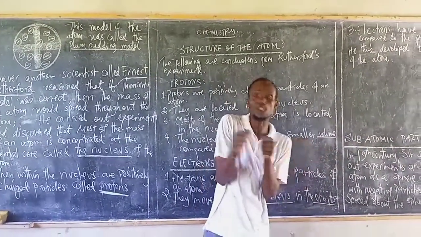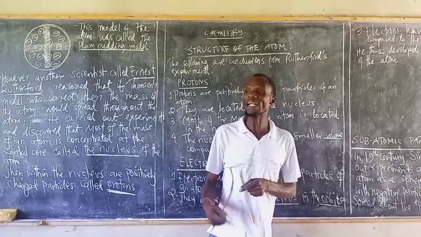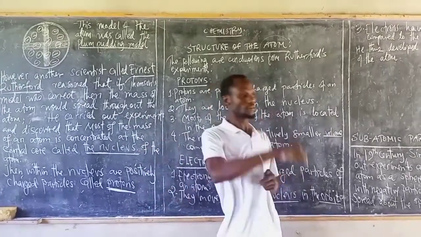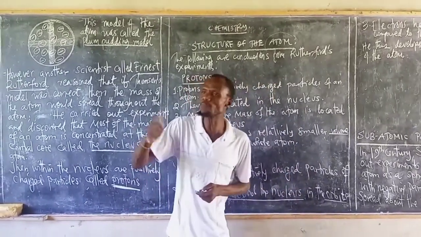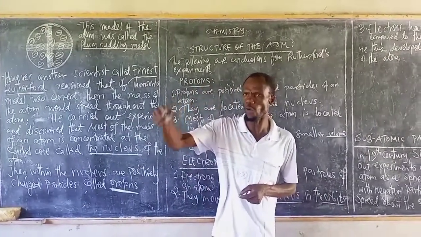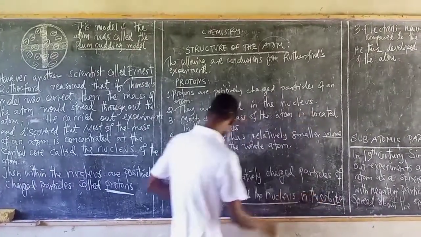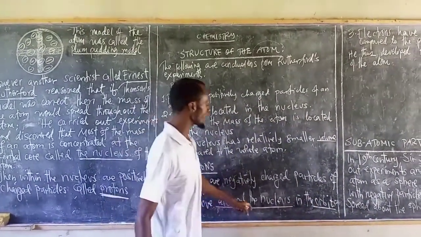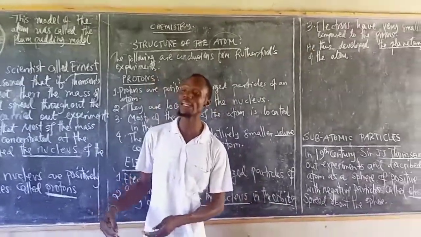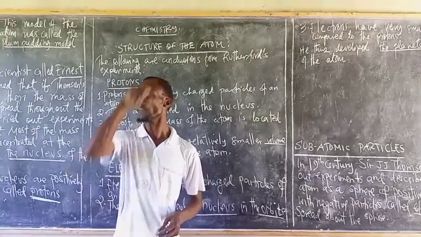So according to Rutherford's conclusions, electrons are negatively charged particles, but they revolve around the nucleus in their orbit, in their special, specific way. So they move around the nucleus in the orbit. An orbit is the path taken by the electrons when they are moving around the nucleus.